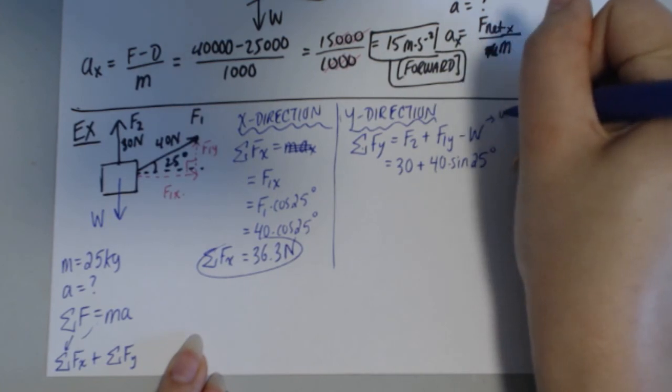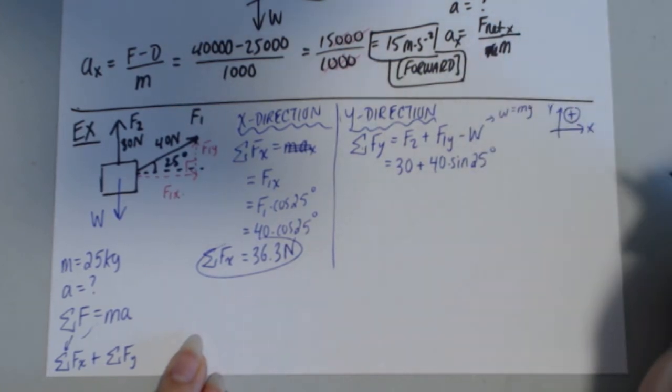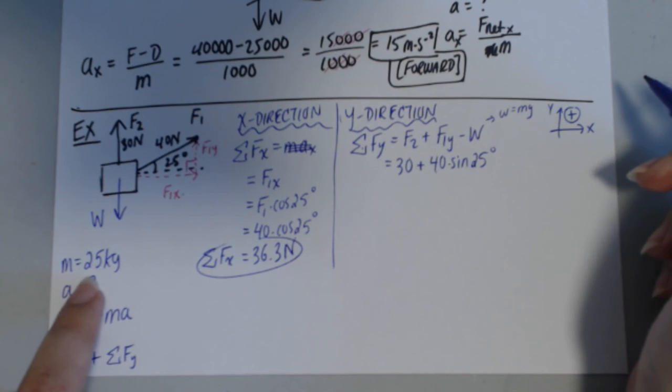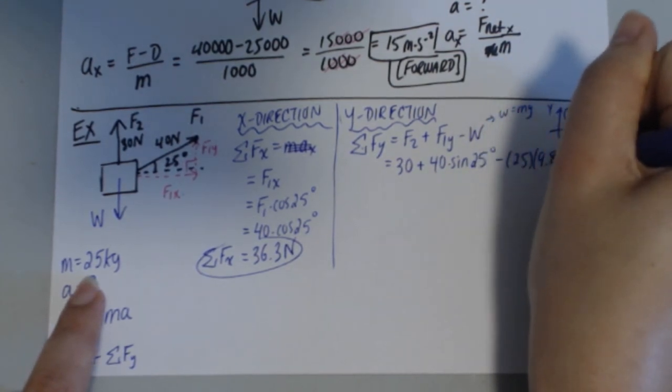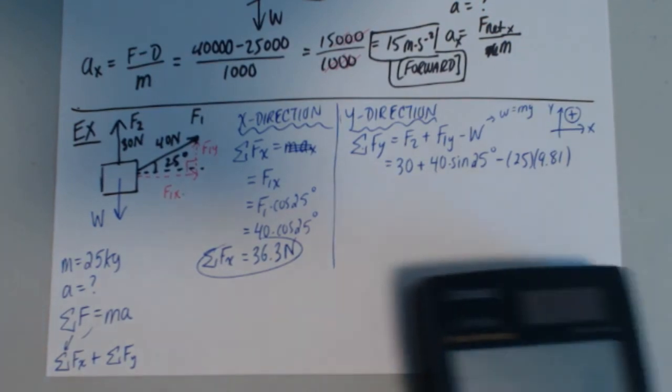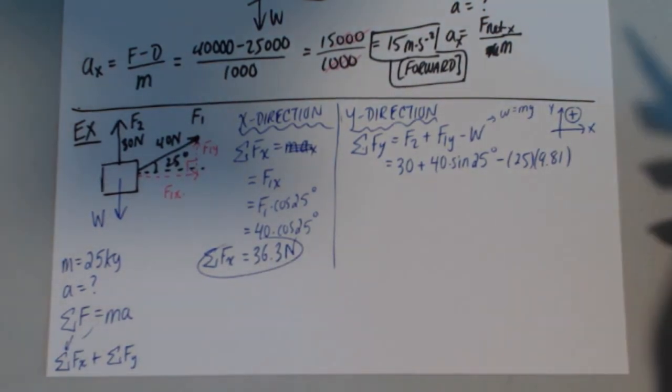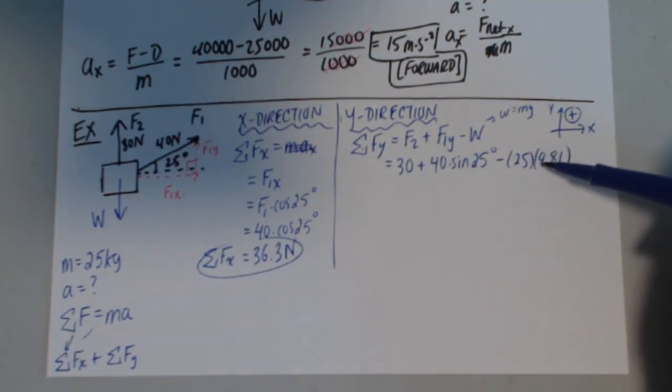And weight, remember that W is equal to m times g, right? So what's mass? It's 25. So minus 25, and g is acceleration due to gravity, 9.81. By the way, if some of you are looking at this and wondering, how come she's not putting a minus sign in front of the 9.81?